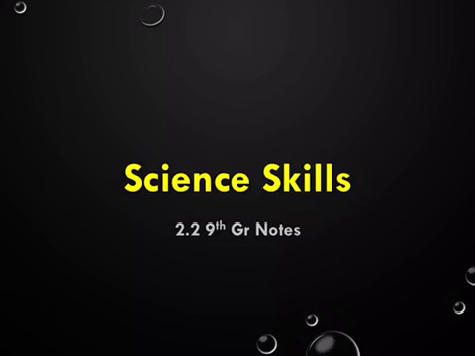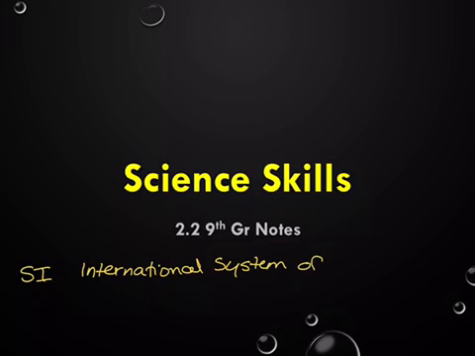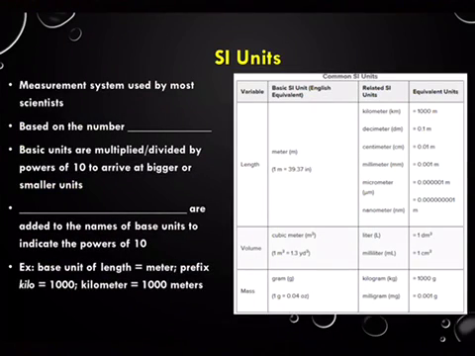So in the scientific community, we use the SI system of units, the International System of Units. And this allows scientists to communicate effectively with one another. We're going to learn more about this system of units in these notes and a bunch of other ways that scientists communicate with one another.